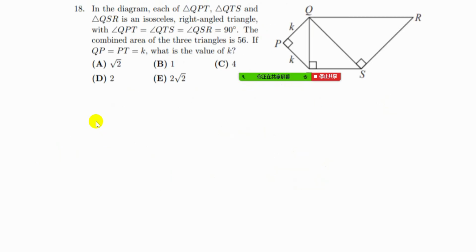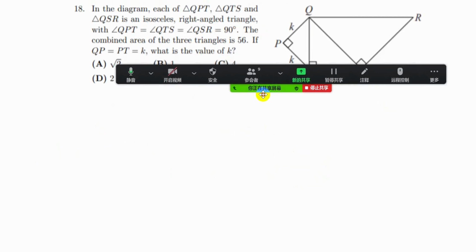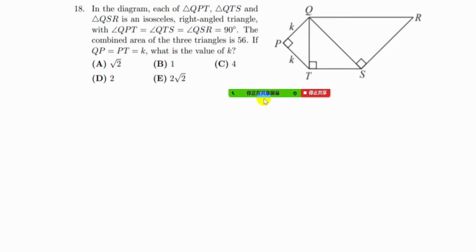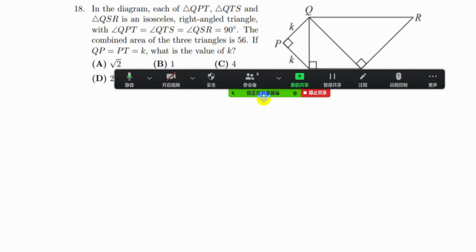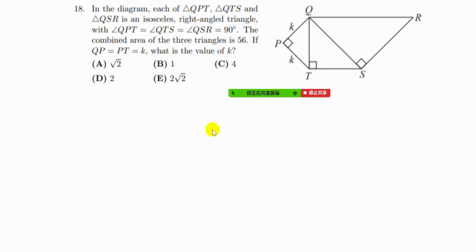Number 18. In the diagram, each of triangle QPT, triangle QTS, and triangle QSR is an isosceles right-angled triangle, with angle QPT equals angle QTS equals angle QSR equals 90 degrees. The combined area of the three triangles is 56. If QP equals PT equals K, what is the value of K?